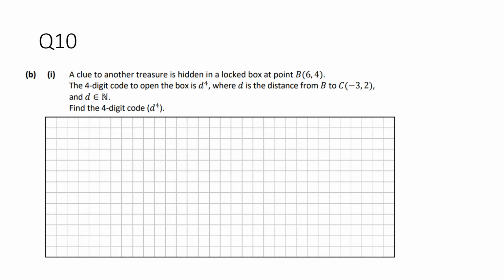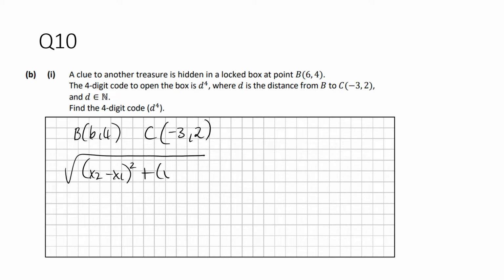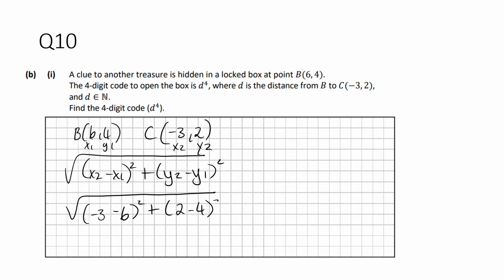So B to C. B is 6, 4. And C is -3, 2. We're just going to use the distance formula, which is the square root of x2 minus x1 squared plus y2 minus y1 squared. Just going to label them x1, y1, x2, y2. So that is -3 minus 6 squared plus 2 minus 4 squared.